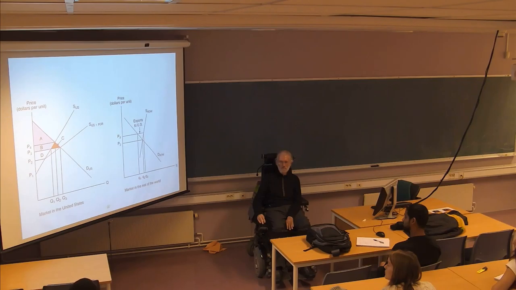So we eat more cheese from France and more vegetables from Croatia and more bananas from Africa, and therefore we move from Q2, capital Q2, to capital Q3. Can you see that? Who is the winner? Can you see the consumer surplus?